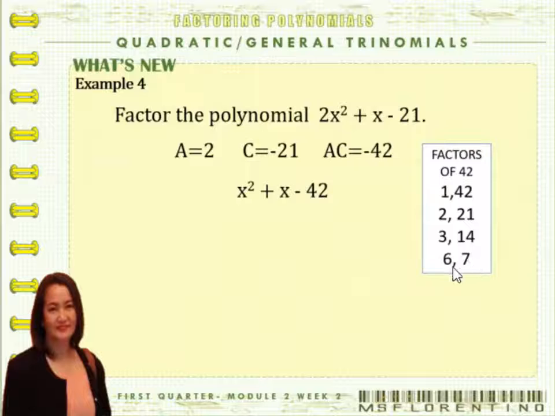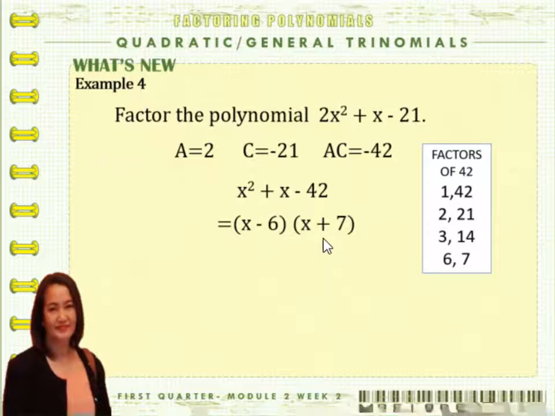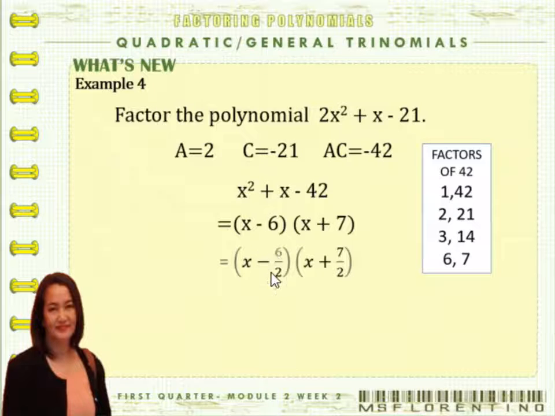With this, we will assign 7 as positive since we have the positive value for the middle term. So our factors for x squared plus x minus 42 will be x minus 6 times the binomial x plus 7. Next step is to divide the second term with 2, which is the value of a. So our equation now will become x minus 6 over 2 times the binomial x plus 7 over 2.